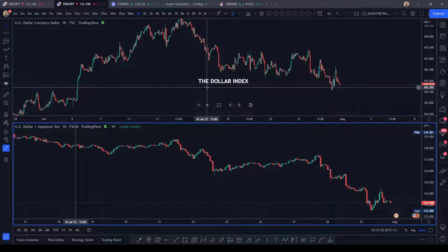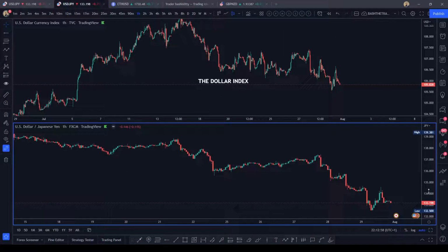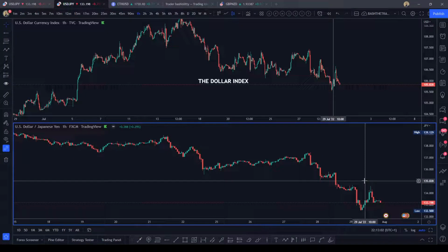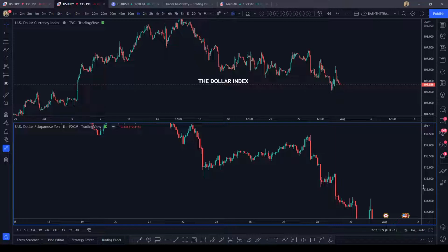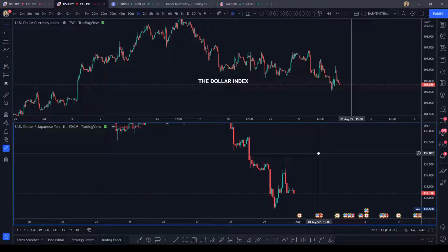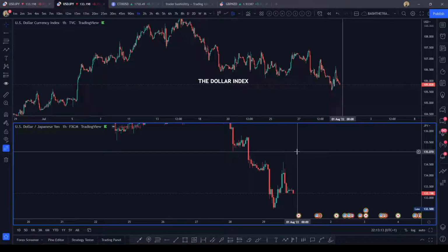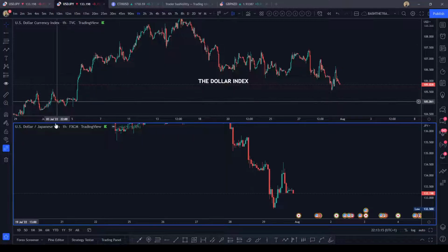So let's start with the dollar index, right? Let me use an example of the trade I took the day before yesterday, which is USD yen. I'm going to look at where I entered on the price chart. First of all, let me confirm the time frame. So this is 1 hour. Okay, good.